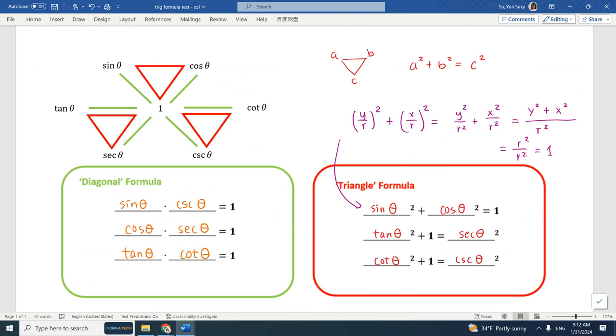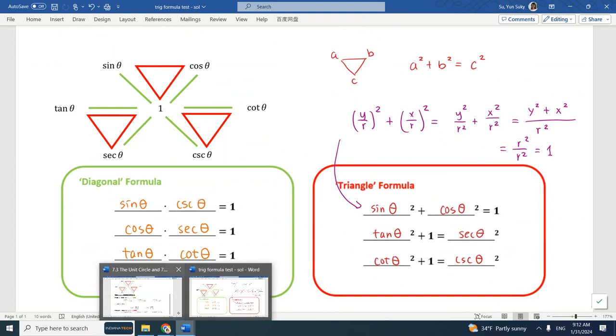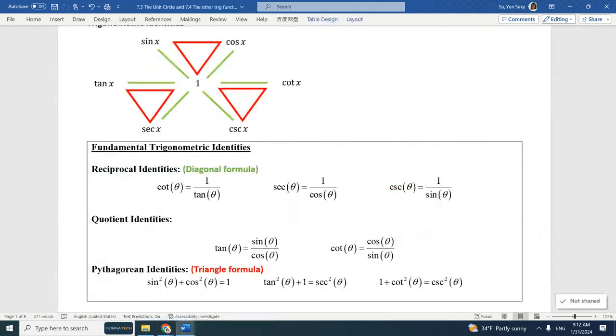Okay. All right. So we take care of this. It is also called the reciprocal identity because now cotangent times tangent is 1. Therefore, cotangent is 1 over tangent. Right, everybody? And secant times cosine is 1. So secant is 1 over cosine. And cosecant times sine is 1. So cosecant is 1 over sine.